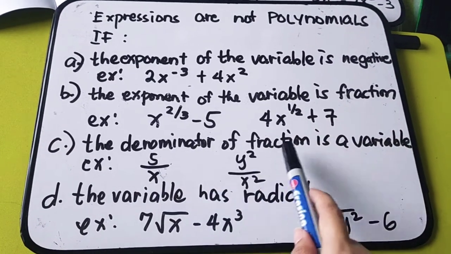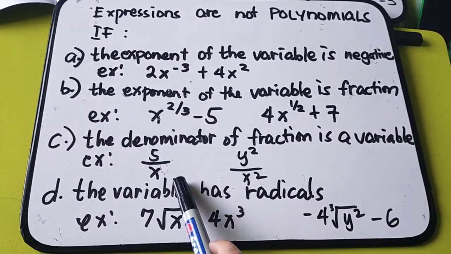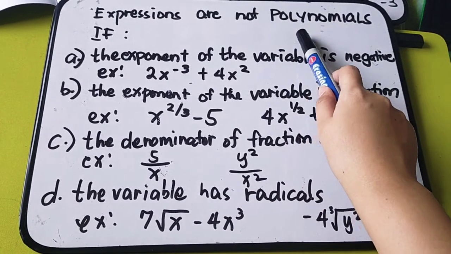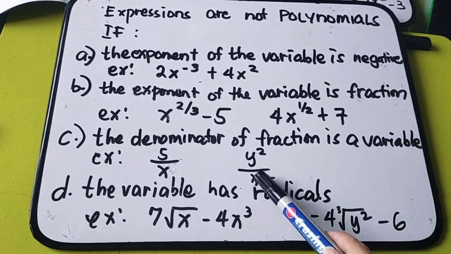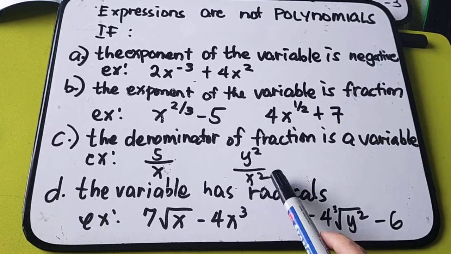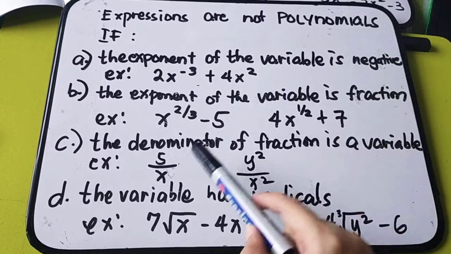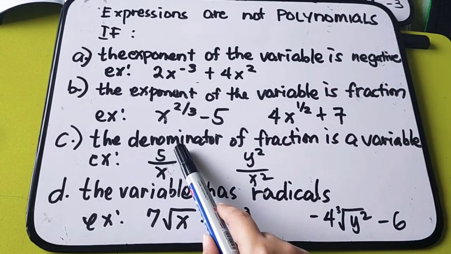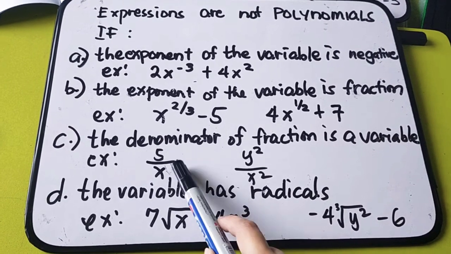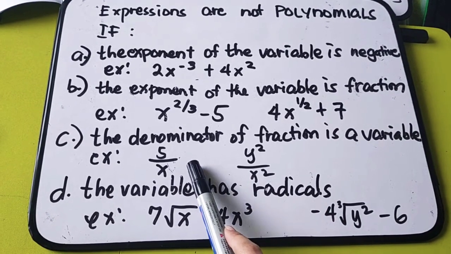Next, the denominator of the fraction is a variable. For example, 5 over x. Your denominator is a variable, therefore, it is not a polynomial. Is it clear? y squared all over x squared, it is not a polynomial because its denominator is a variable. Why? It is related to letter A. If you move the x up beside the 5, it becomes x raised to the negative 1. So it will have a negative exponent. Alright? So, this one is not a polynomial.